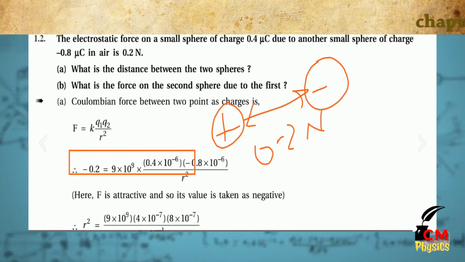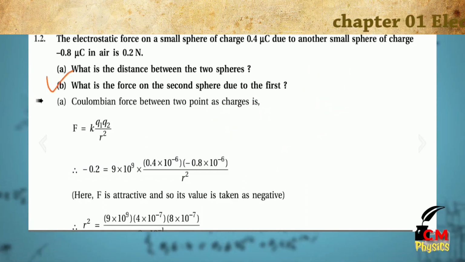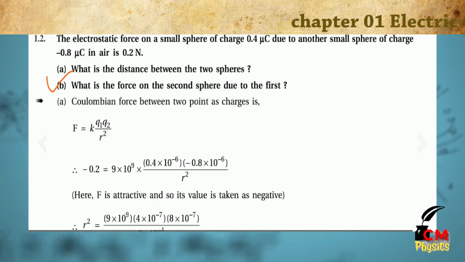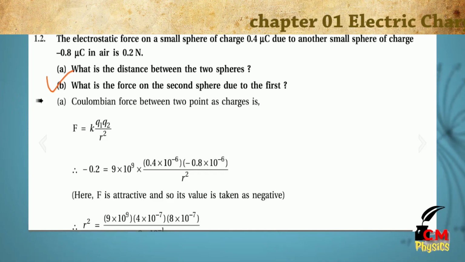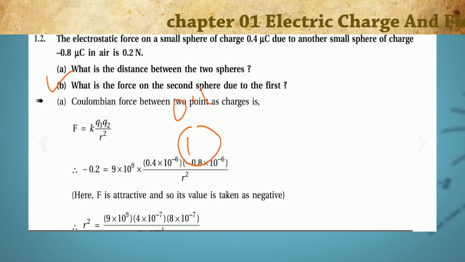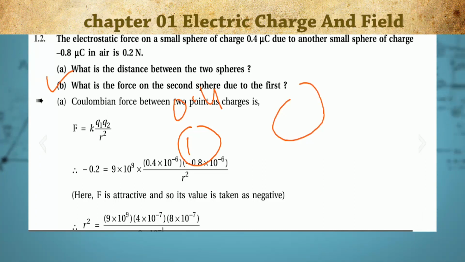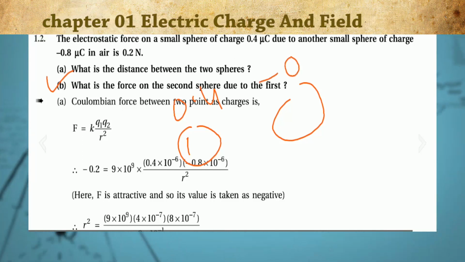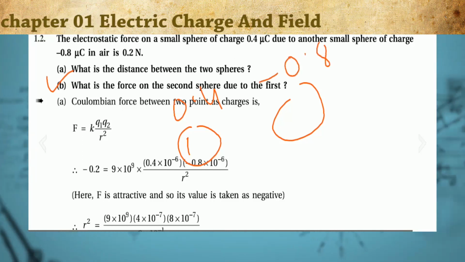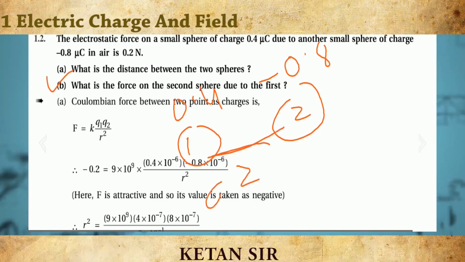What is the second part of the question? The second part of the question is: what is the force on the second sphere due to the first sphere? The first sphere has a charge of 0.4 microcoulomb and the second sphere has a charge of minus 0.8. The force between them is 0.2 Newton.